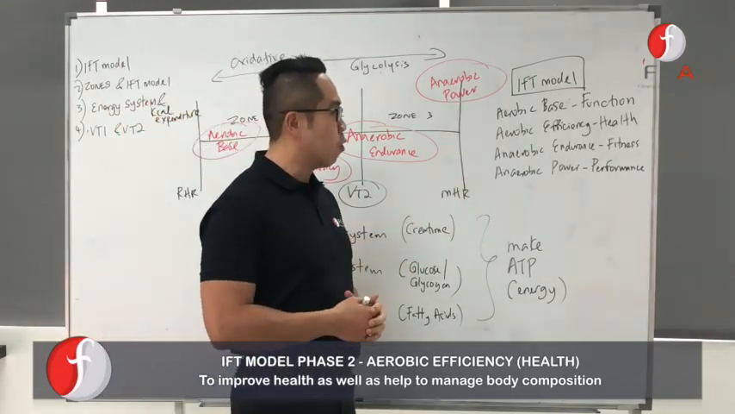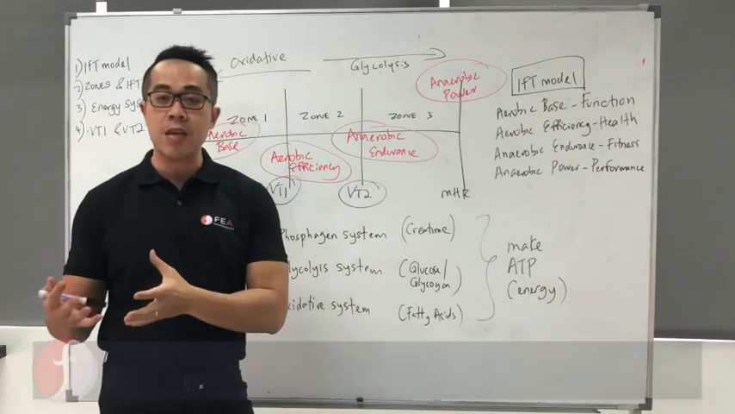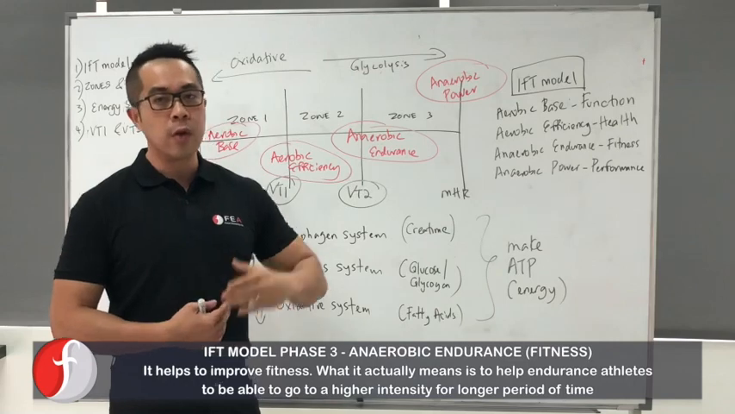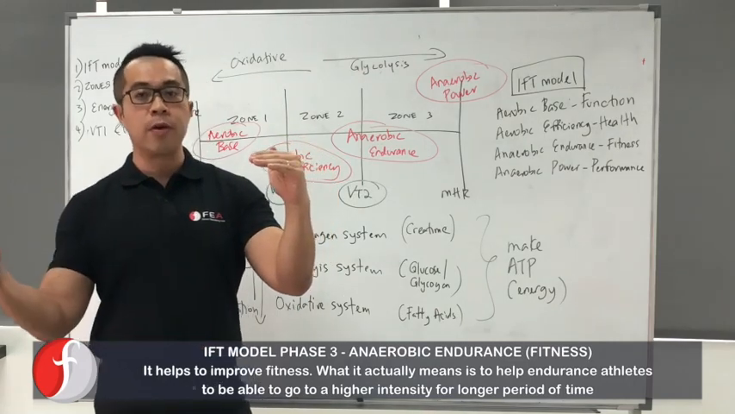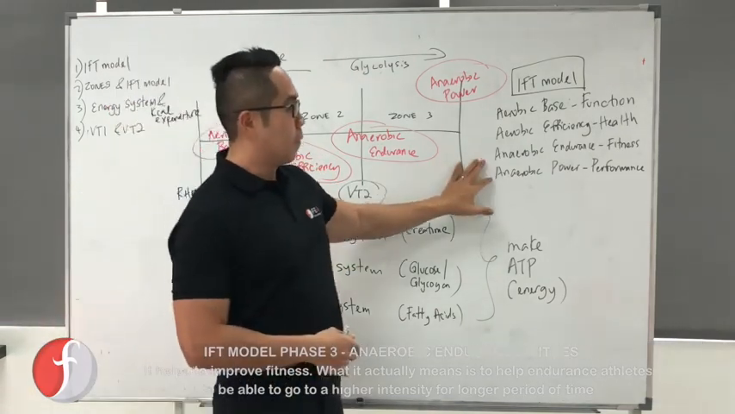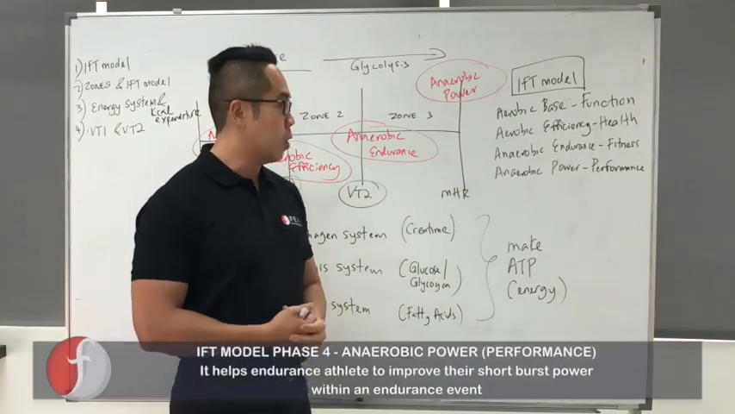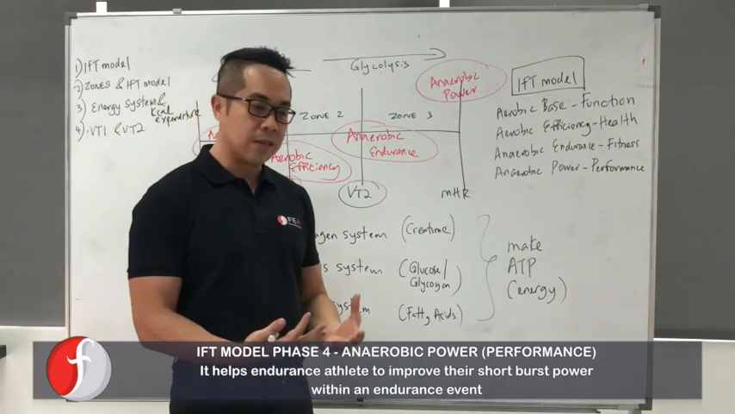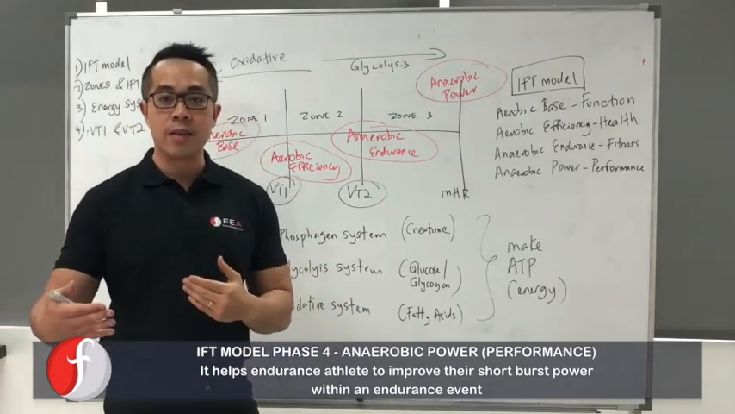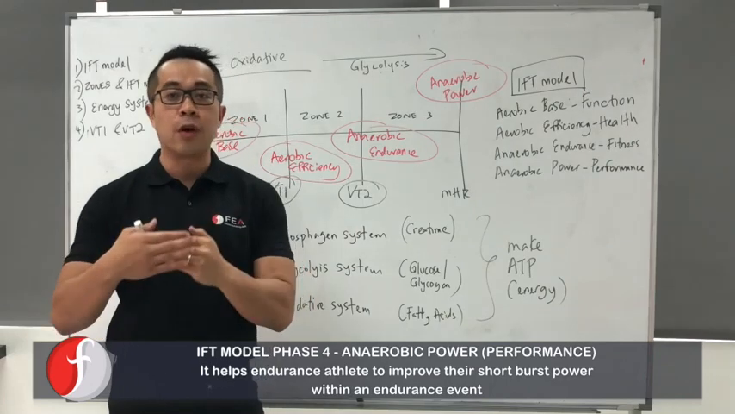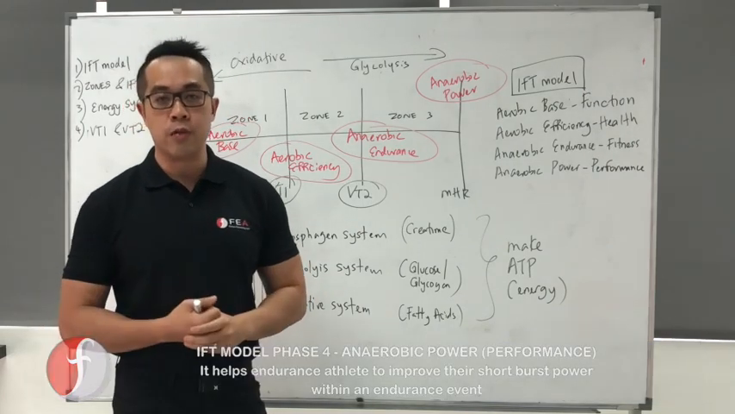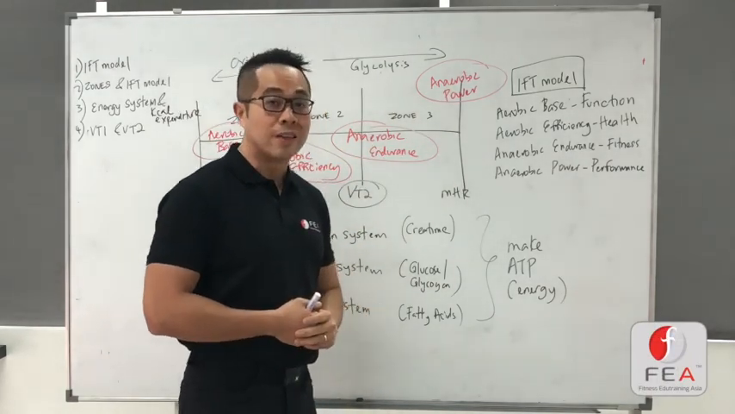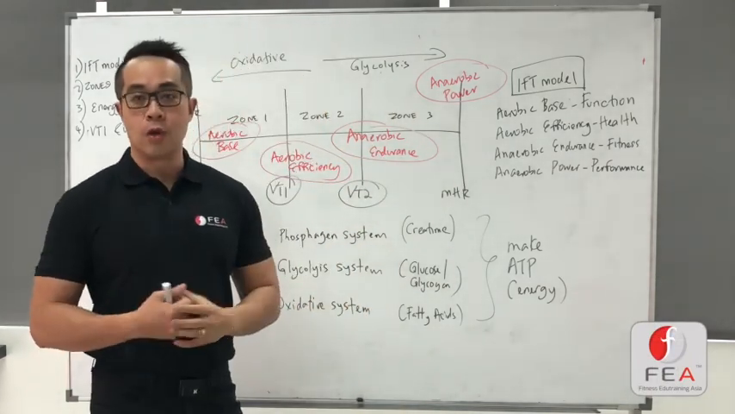Number three, which is anaerobic endurance, helps to improve fitness. What it actually means is to help endurance athletes be able to go at a higher intensity for a longer period of time. The fourth phase of the IFT model of cardiovascular will be anaerobic power. It helps to improve performance. What it actually does is help endurance athletes improve their short burst power within an endurance event. So all these four phases of the IFT model work for different clients' goals.